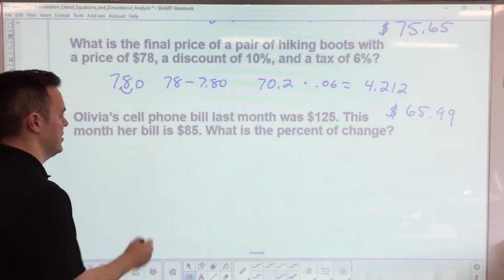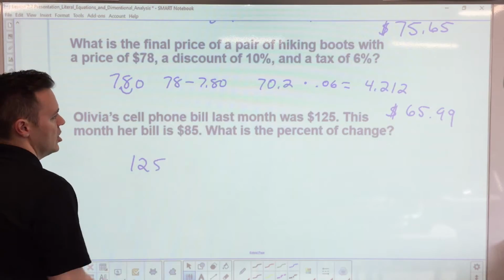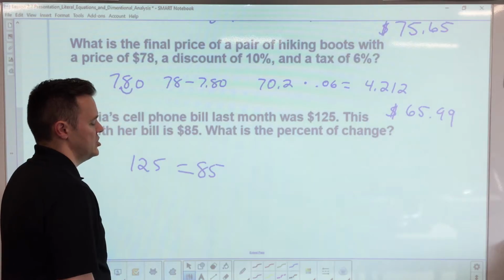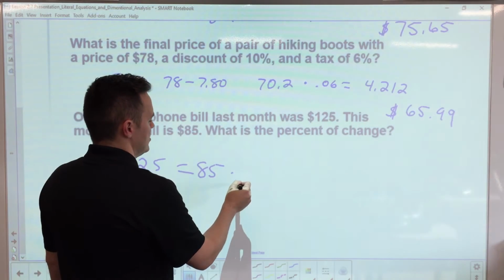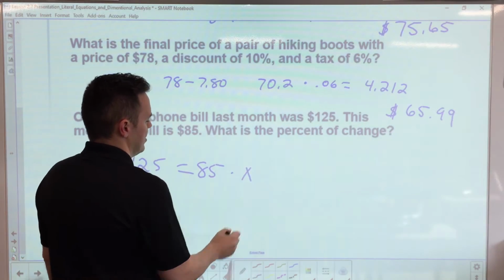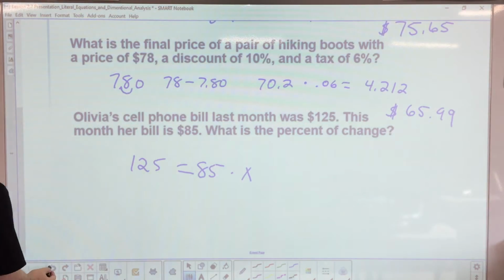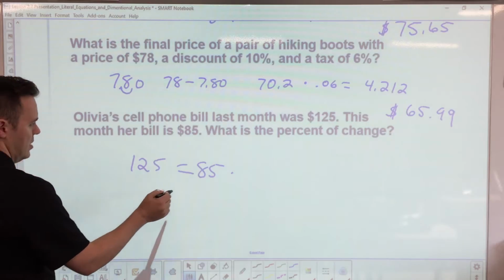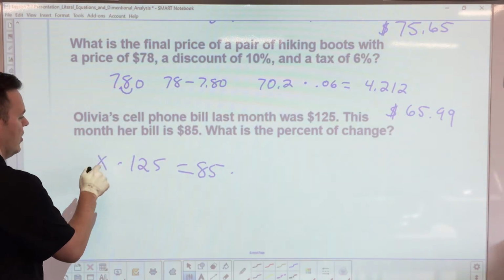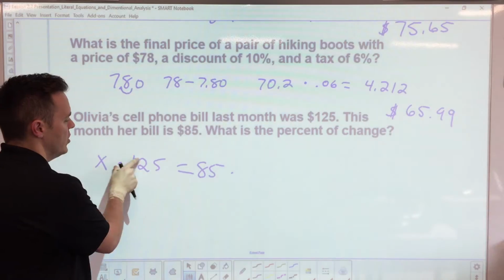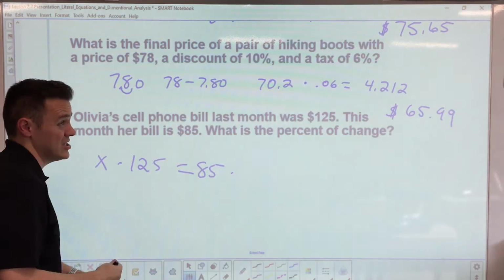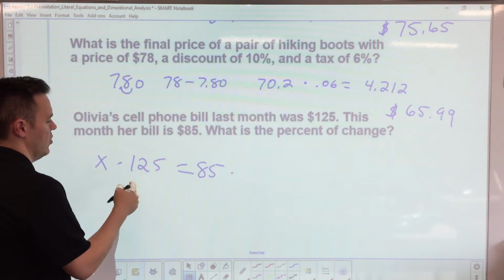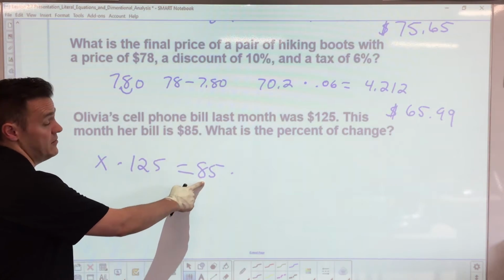Olivia's cell phone bill last month was $125. Her bill this month is $85. What is the percent change? Okay, so the percent change would be times a particular number. Okay, actually, other way. So I'll just do this over here. So X times a certain number would equal 85. Actually, it would be not 85, it'd be the difference between that. Okay, so what is the difference between 125 and 85?